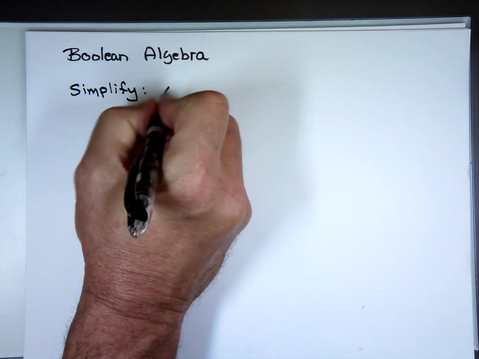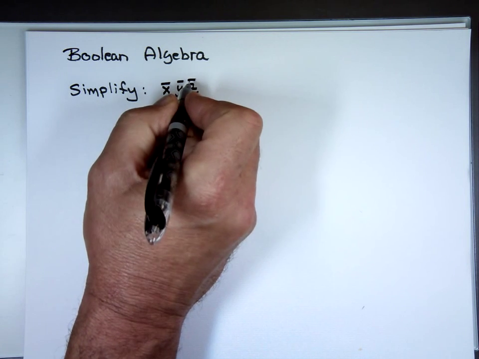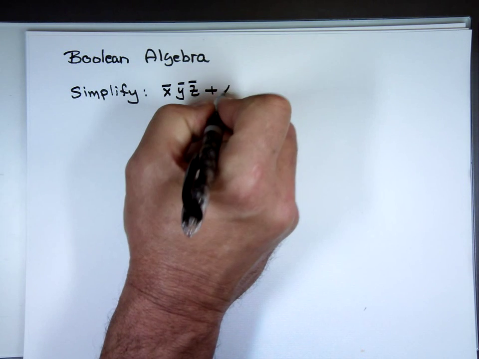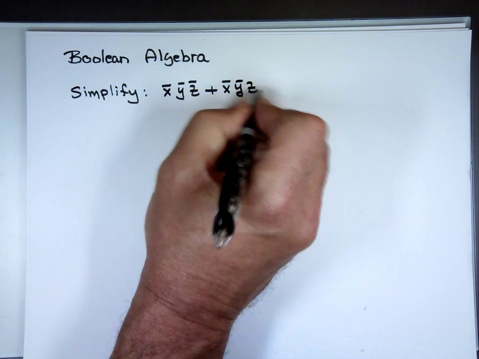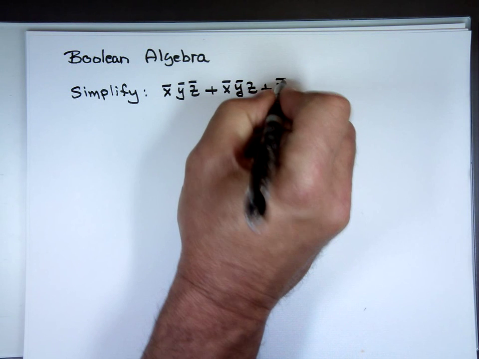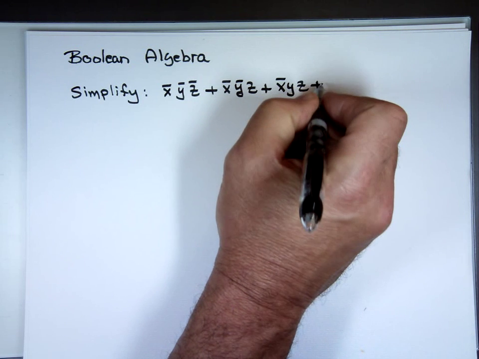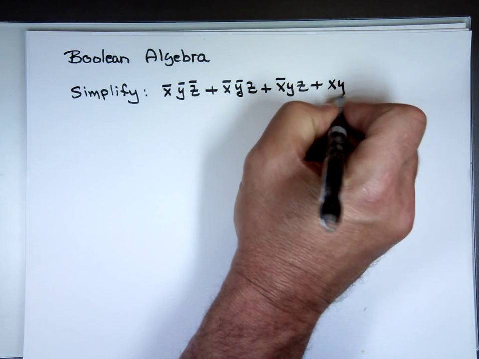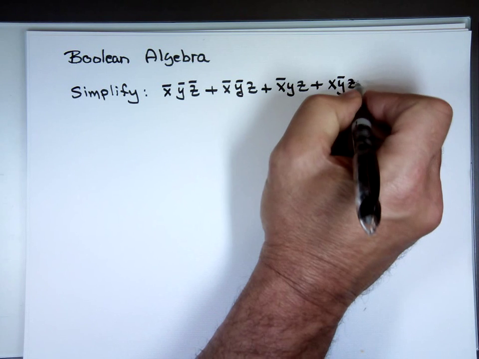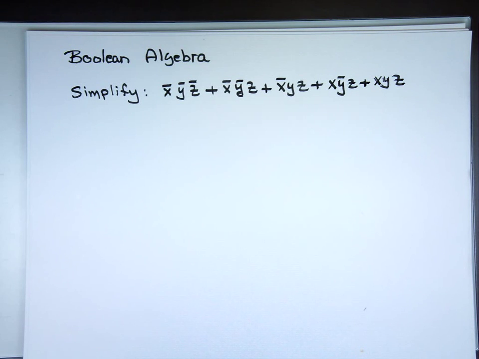And I just got to be careful when I write them. X bar, Y bar, Z bar, plus X bar, Y bar Z, plus X bar, Y, Z, plus X, Y bar, Z, plus X, Y, Z. I picked this because there's a couple of things I'm going to do to it.